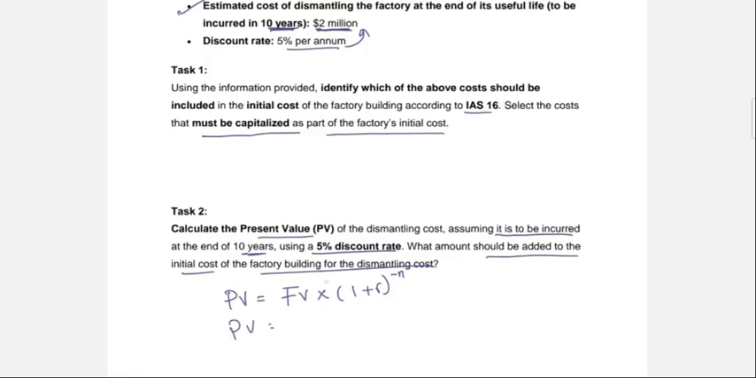So present value is going to be equal to 2 million multiplied by (1 plus 0.05), where 0.05 is 5 divided by 100, raised to the power of minus how many years? 10. Once you put this into the calculator, what do you get? You will get 1.23 million. This is the present value. This is the amount which will be capitalized to the cost of the asset.